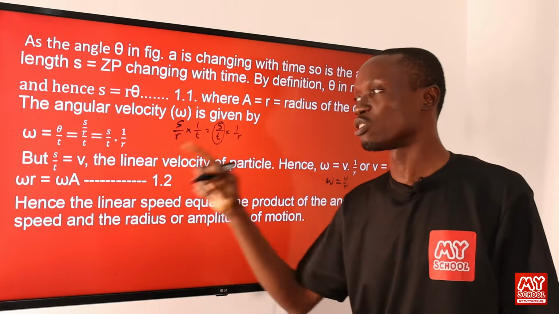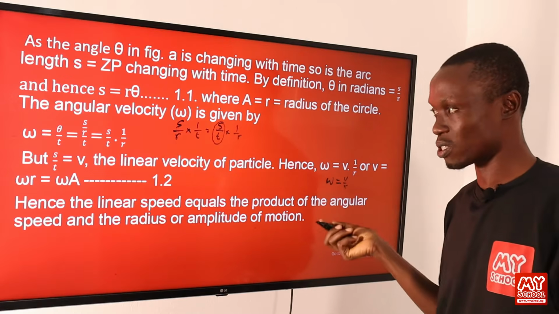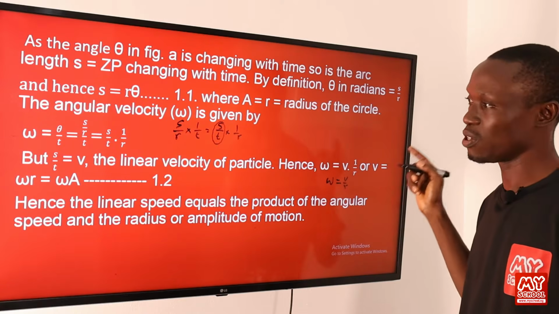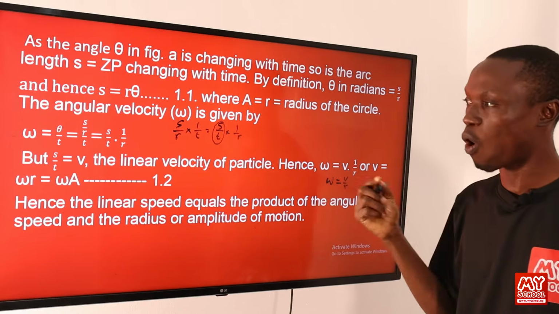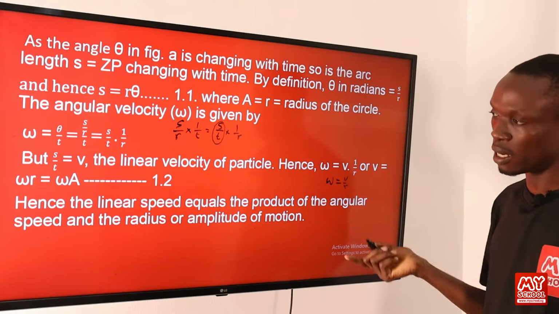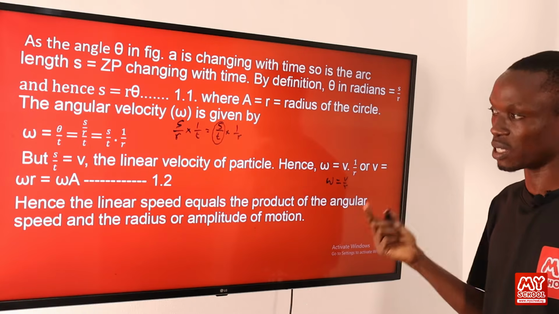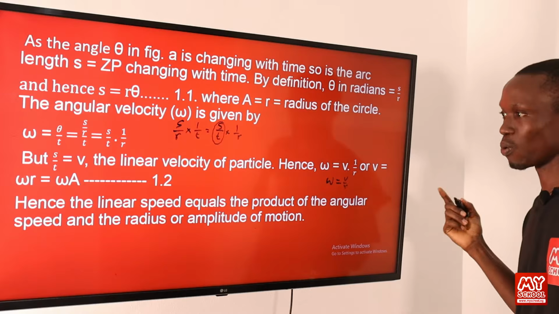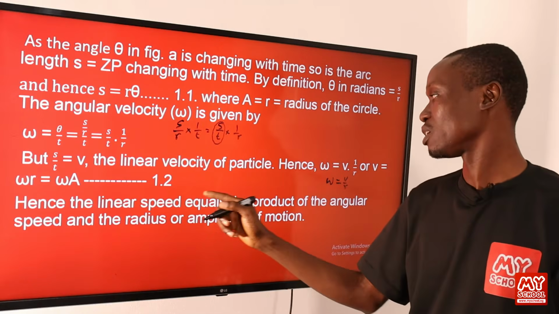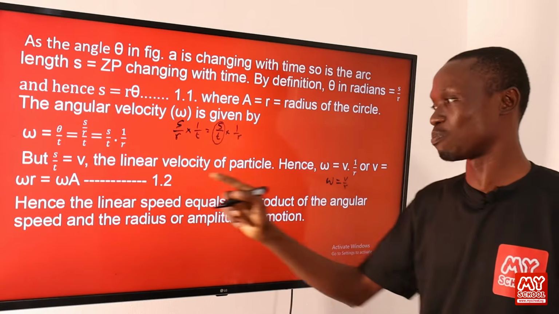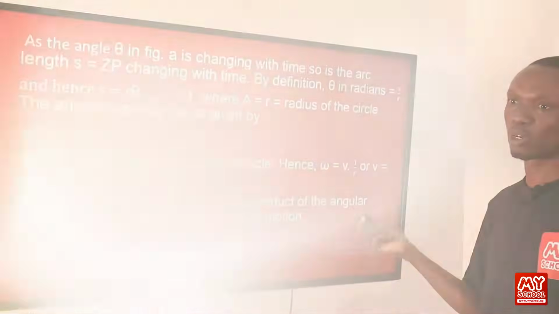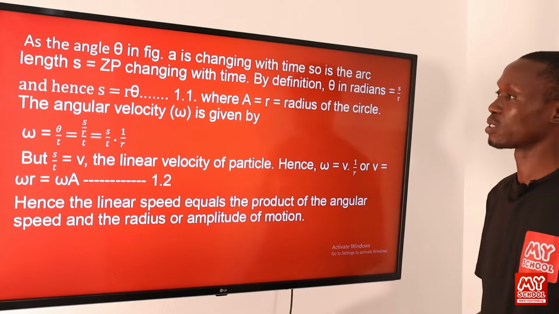So this is actually the relationship between the linear velocity of a particle and the angular velocity, which is v equals omega r, or v equals omega a. But the a and the r are the same. They all represent the radius of the circle. So we can now say that the linear speed equals the product of the angular speed and the radius or amplitude of motion. So let's move to the next slide to continue with our lesson.